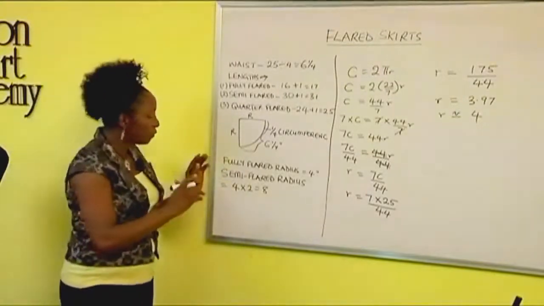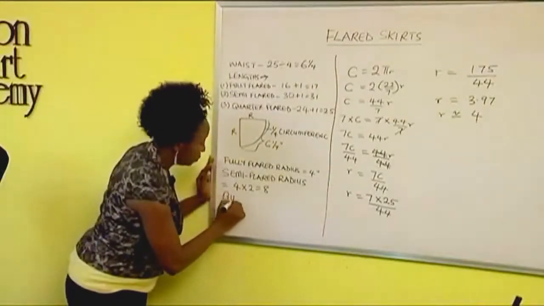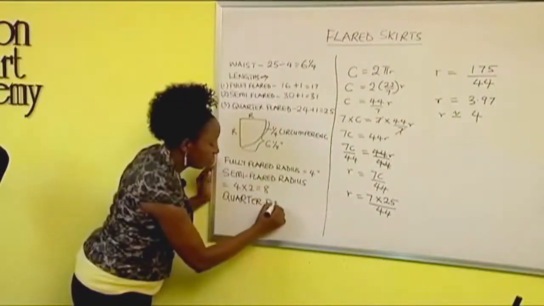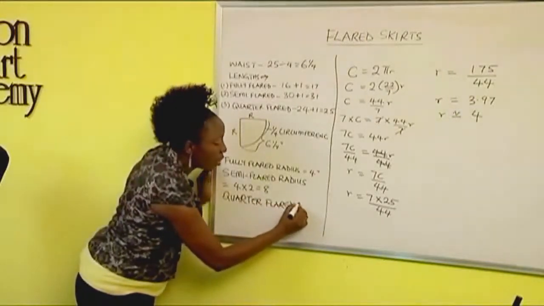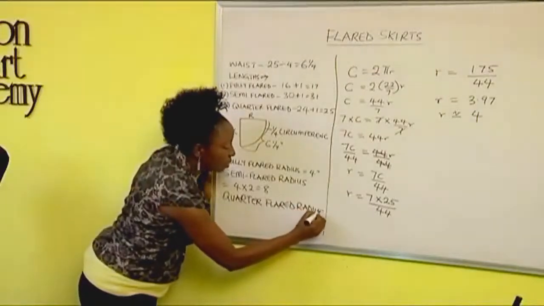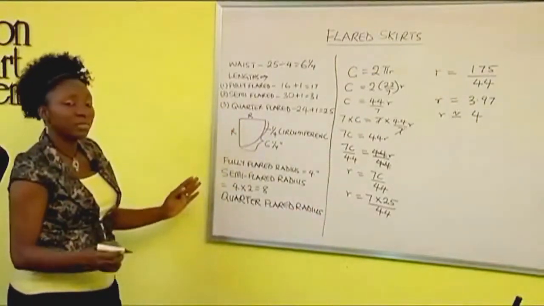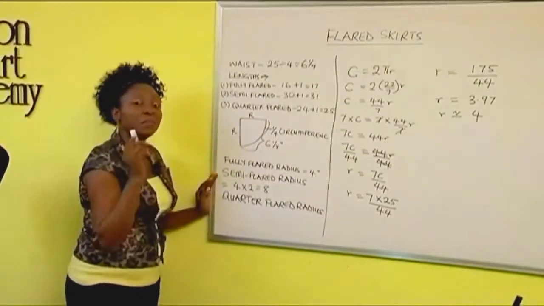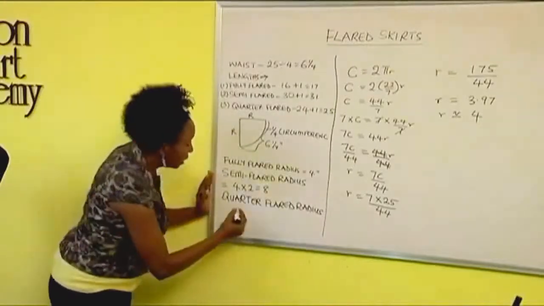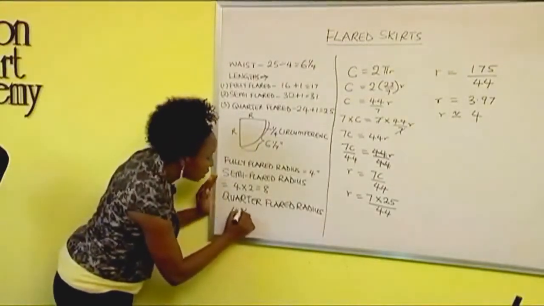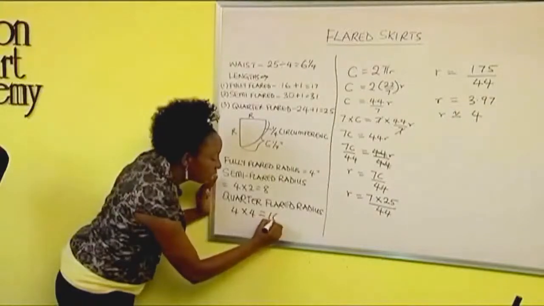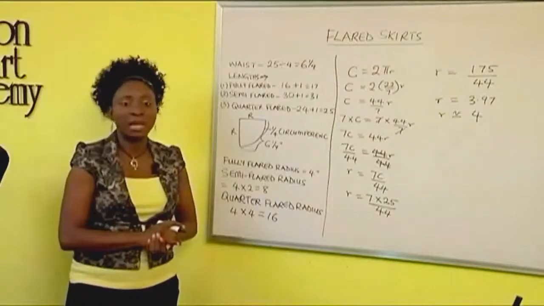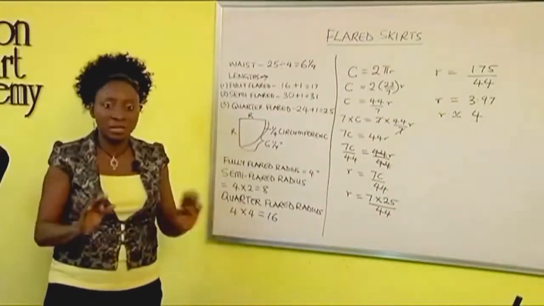Now, let's look at our quarter flared. For our quarter flared radius, I'm sure you can guess what we're going to do because it's a quarter. We're going to take this same fully flared radius we have here and multiply it by 4. That would be 4 inches times 4, and that will give us 16 inches. Now, I would not fold my fabric at all. I will use it as single ply, just like that.